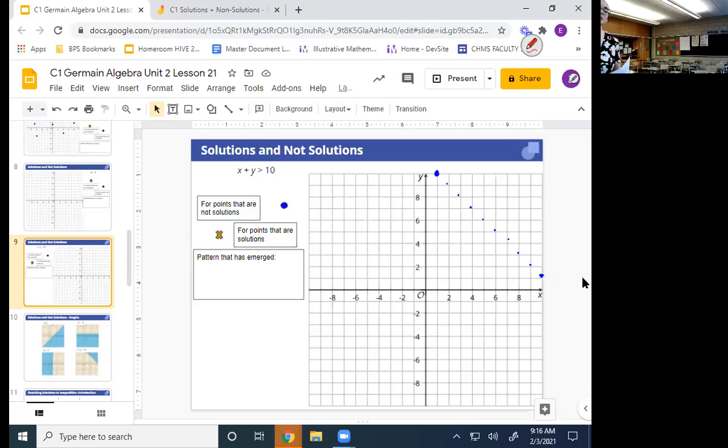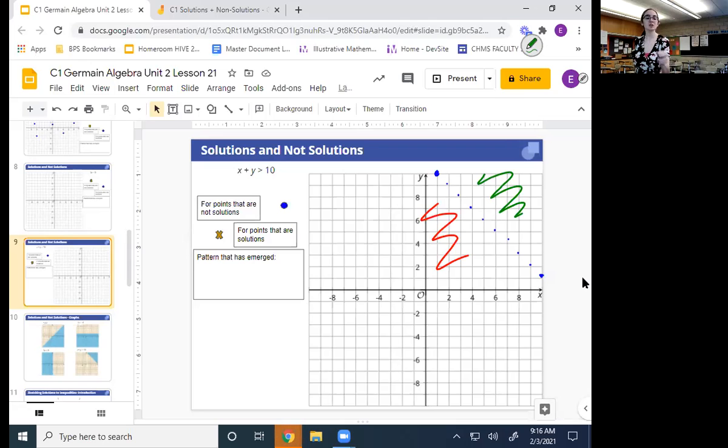Are the solutions going to fall below that line or above that line? Are they going to fall in the red region, or are the solutions going to fall in the green region? Tell me in the chat. Are the solutions for this one here going to fall in the red region below the line or the green region above the line?